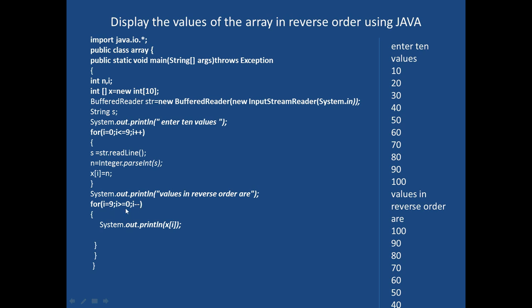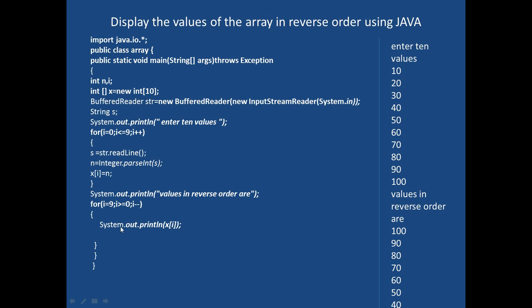We are using a decreasing loop, and the first value displayed is x of 9, x of 8, x of 7 and up to x of 0. So the concept is the same as in C++; in Java just the syntax is different. In this way we have entered values from 0 to 9 in the array x, and we have displayed values from 9 to 0 using System.out.println.